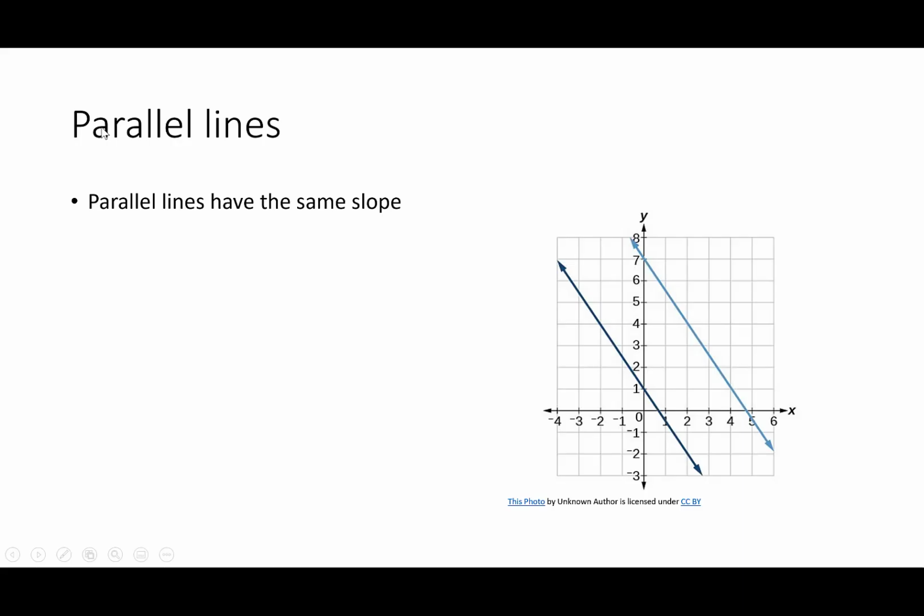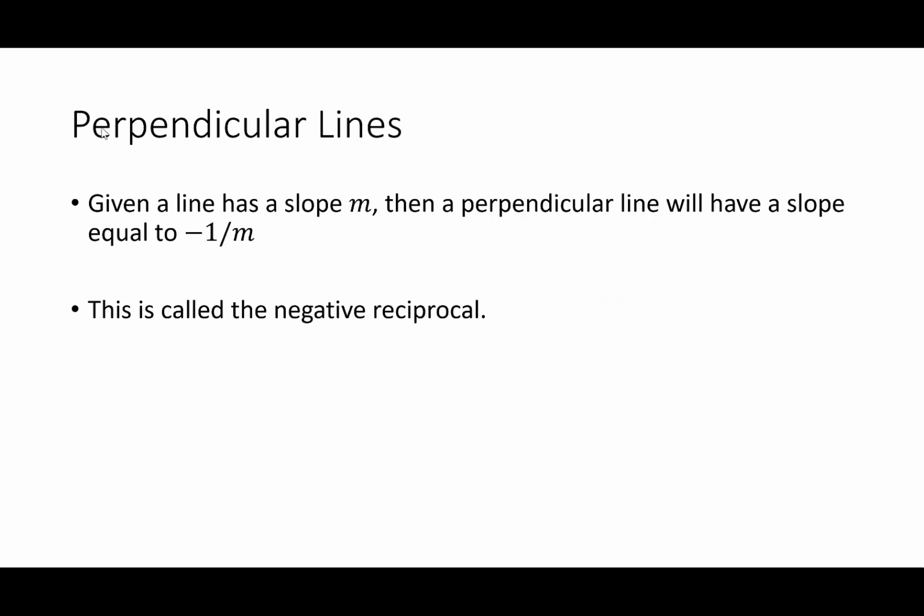So let's kind of summarize what we talked about so far. When I have parallel lines, they're going to have the same slope. With perpendicular lines, if I have one line with the slope of m, then a perpendicular line will have a slope that's equal to -1/m. So this is called a negative reciprocal. What I showed you over in the graphs is we had -2, and then we had 1/2, or we had -1/4, and then we had +4.